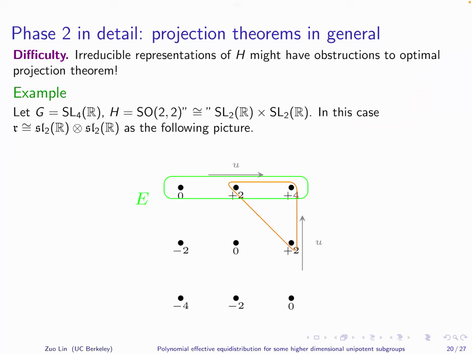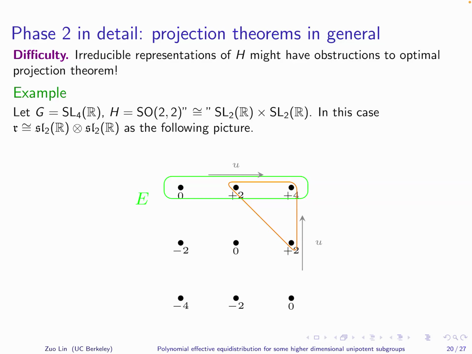But sadly, in general, this is not true for irreducible representations. In general, irreducible representations might have algebraic obstructions. So here is a typical example where this thing fails. This corresponds to the 4-dimensional Oppenheim case. You let H be SL2 times SL2, which is locally isomorphic to SO(2,2), and G be SL4.